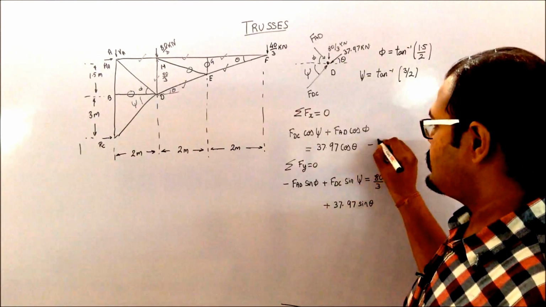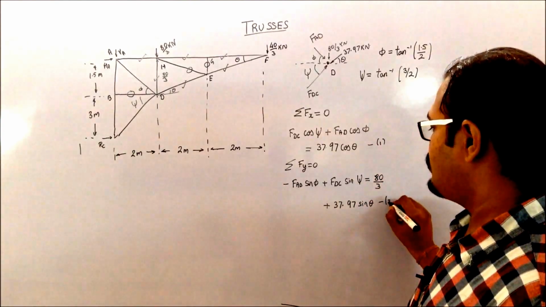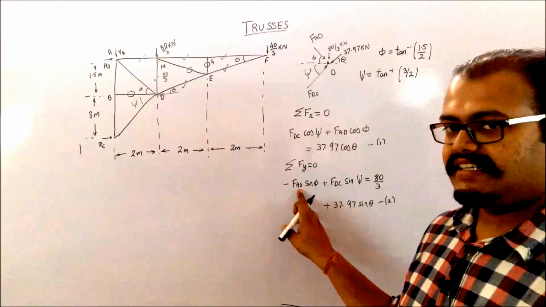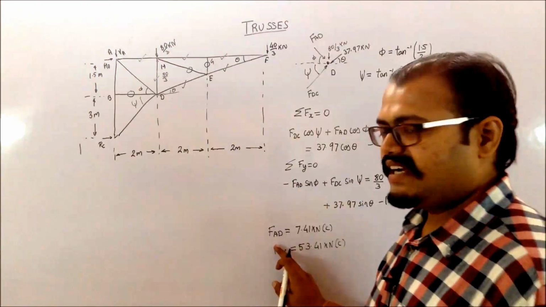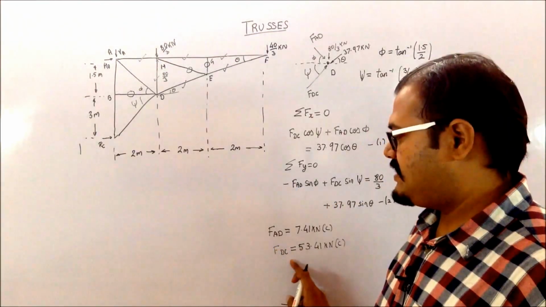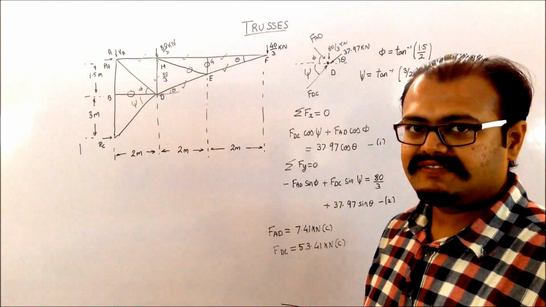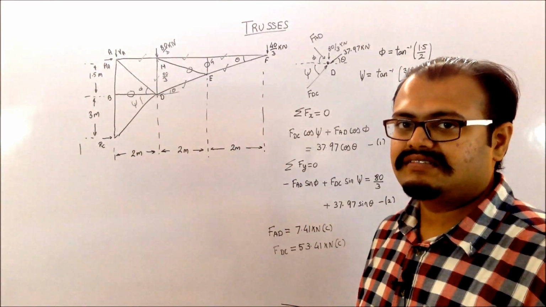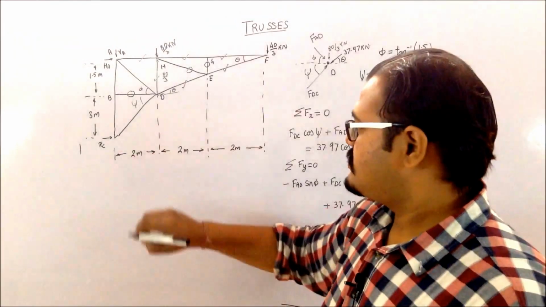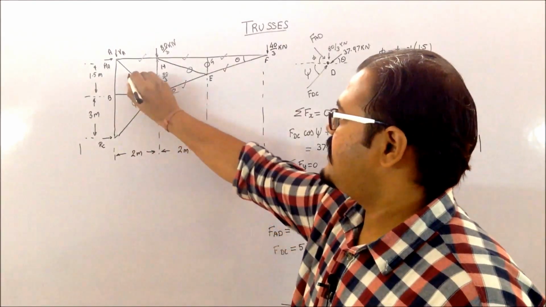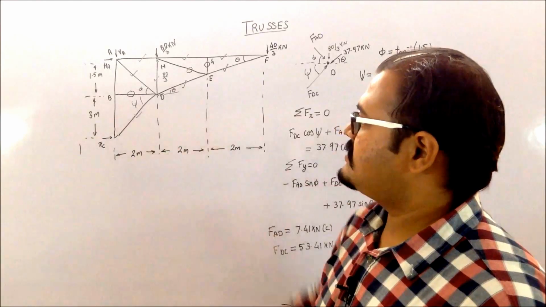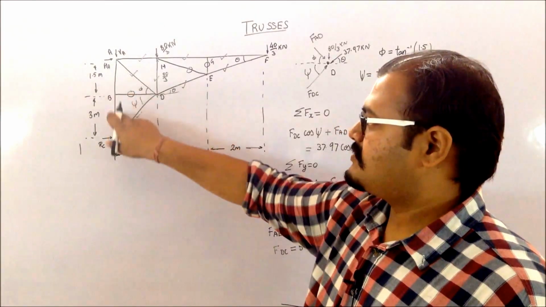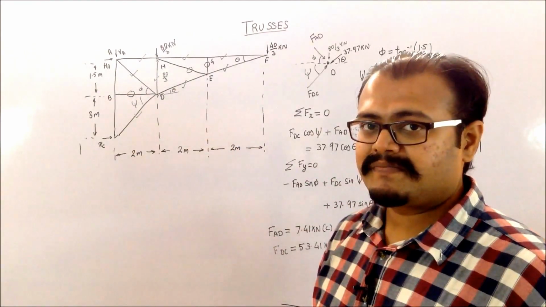If I solve equations 1 and 2 simultaneously, I'll get the values of my unknowns, that is, FAD and FDC. Both came positive, so my assumption was right: both of them were in compression. So I have got the values of FAD and FDC. The only unknown left is the value of this particular member.